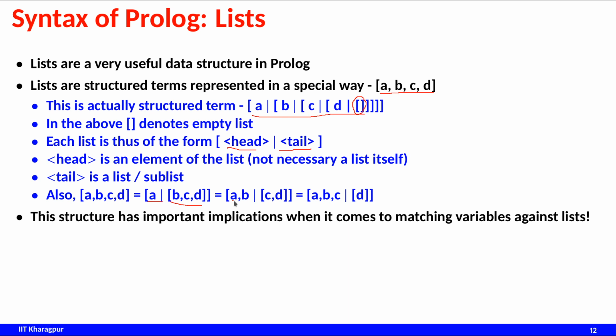Or I can say this is my head. So A is my head and this part is this list B, C, D. I am representing B as a head and C and D is the tail part of it, and similarly and so on. So we can represent in this manner as well. This structure has an important implication when it comes to matching variables against lists. We will see how to do that.